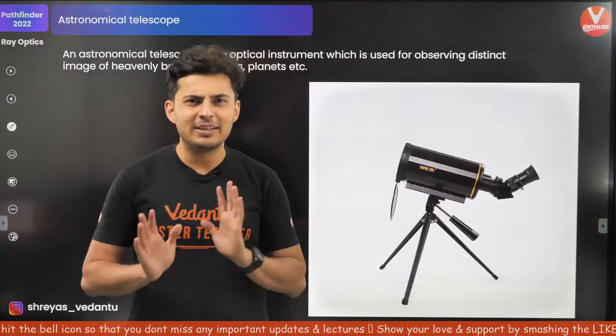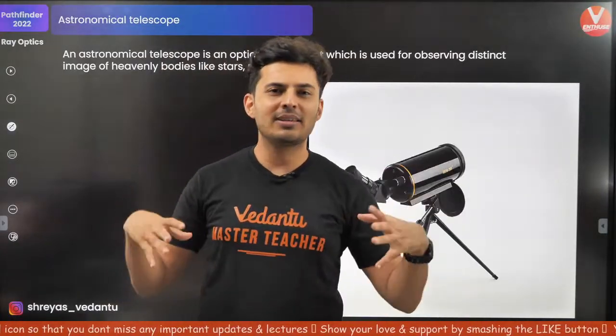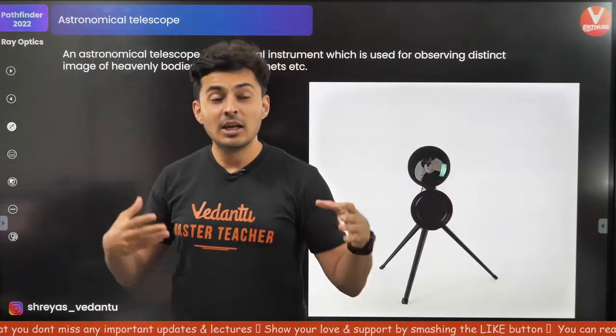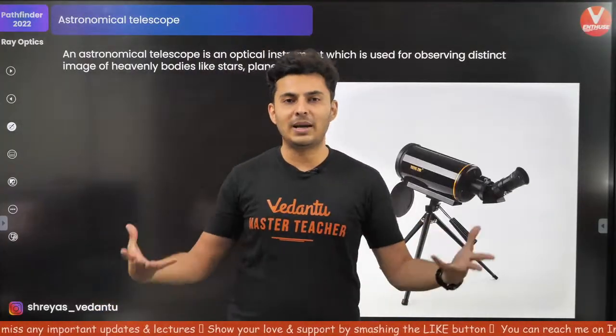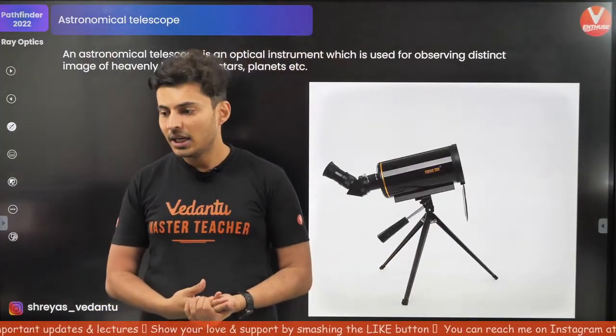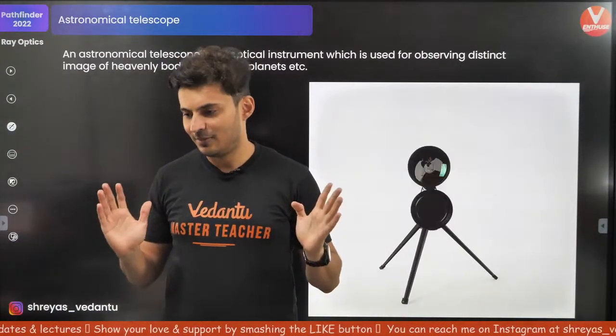Binoculars is also a telescope in a way. Binoculars has very little magnification. Telescope has very big magnification. Okay? Yeah, it should be relaxed.